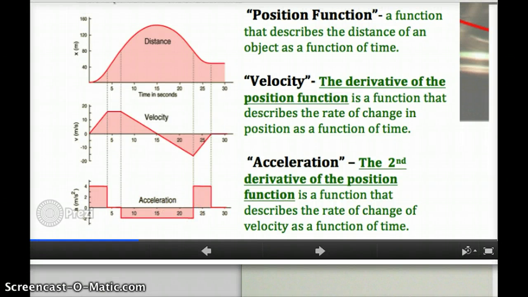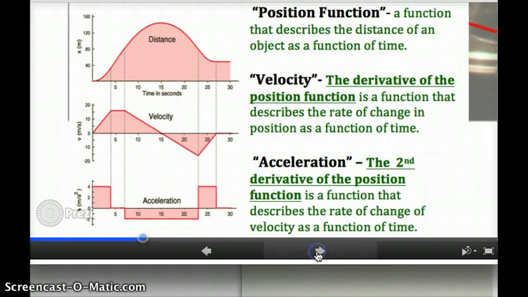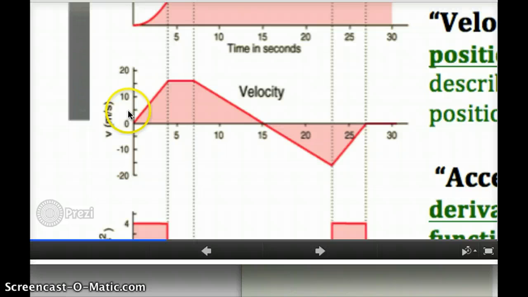At this point in the course, you should be pretty comfortable reading an original graph and answering questions about rate of change, but it's time to also start getting used to reading the derivative graph. For example, looking at this velocity graph, there's a couple questions I could ask about it.